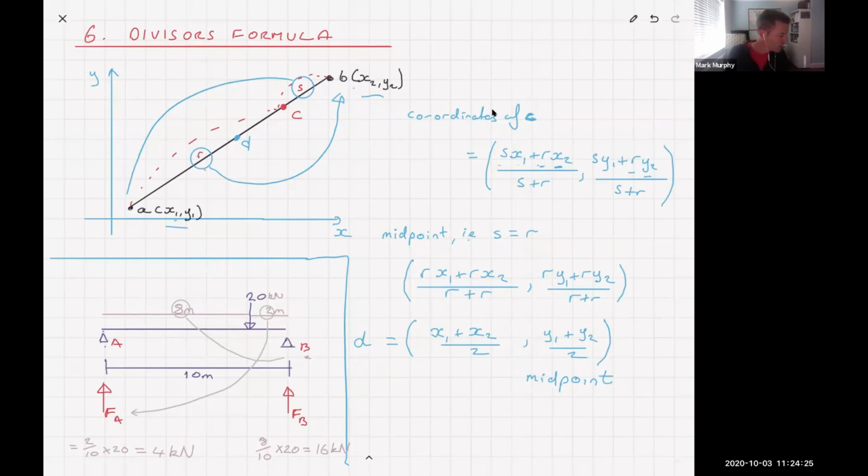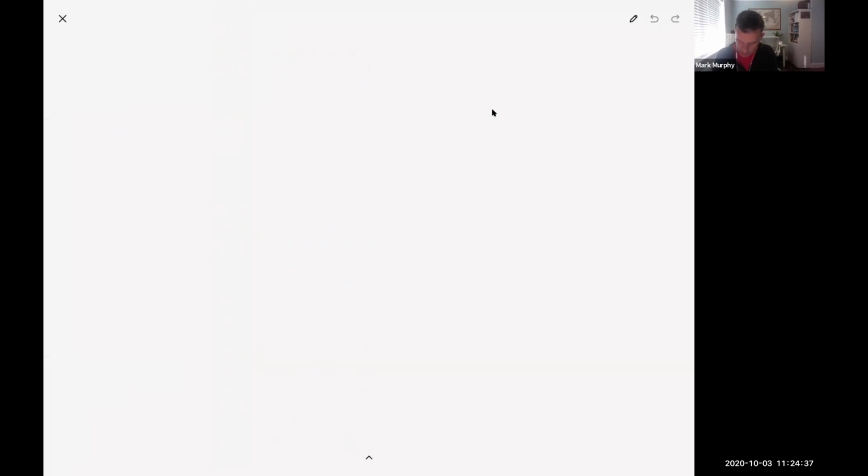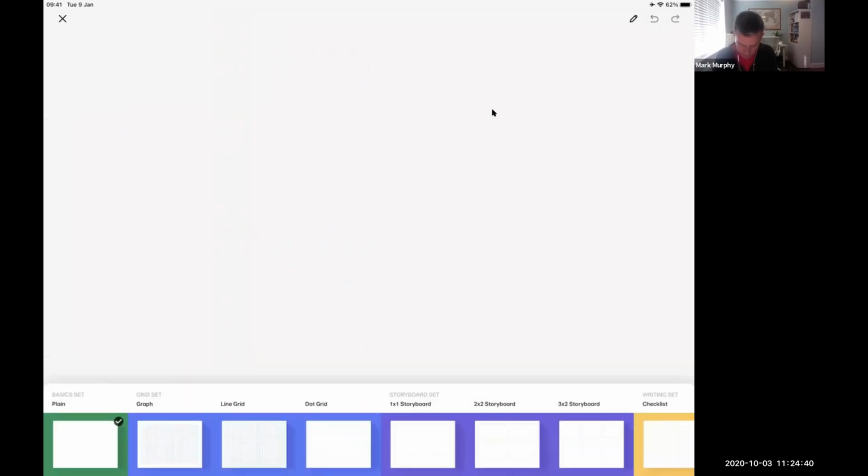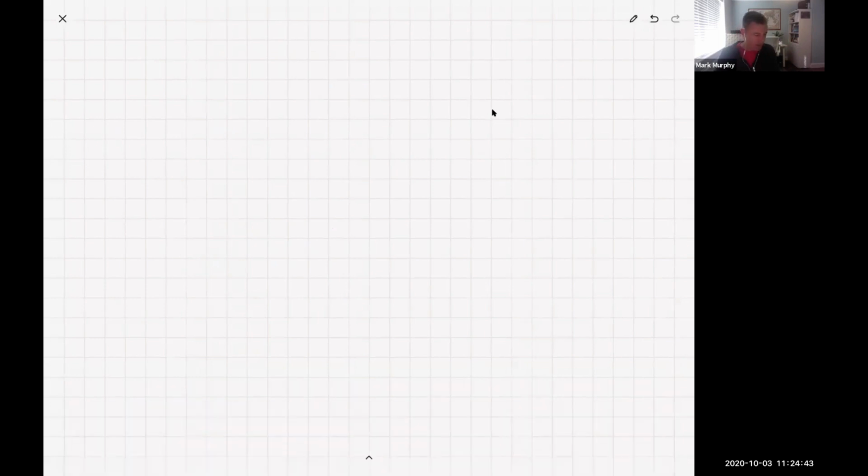Actually, maybe we'll do one quick example of that now. Yeah, let's do it there, right? Sometimes it's better to do examples with real numbers. Okay, so let's say we have the points A and B, right? The point A is equal to 3, minus 7, and the point B is equal to 2, 6. Right, so we want to find the midpoint of that line, right?